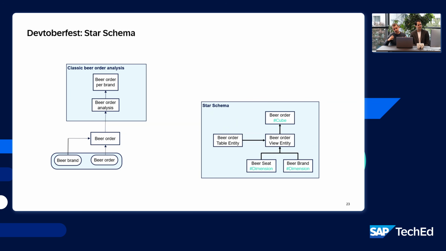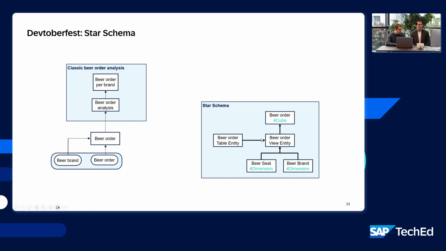And we've already tried to do a diagram on what we actually want to do in this example. So we've got, let's see, on the left side, our classical beer order analysis that's already in the system. And now on the right side, we've got the star schema. So basically the new analytical data model that's parallel to the RAP model. And as we see, we here have the beer seats, the beer brands, they're basically the same. Those are just dimensions. Then we've got the beer order table entity. It would be our root, so to say.